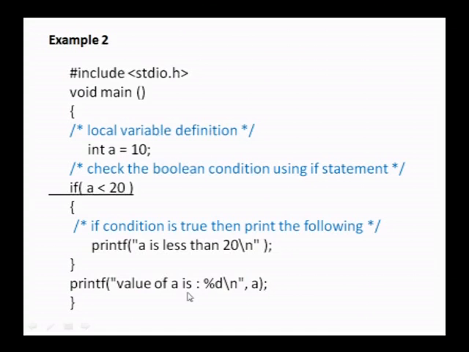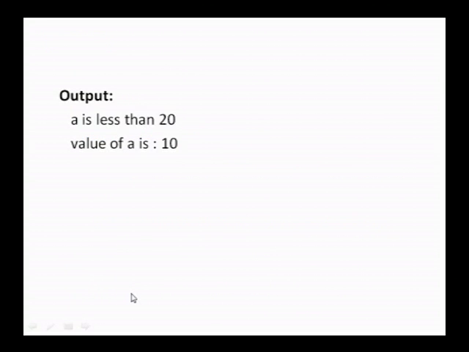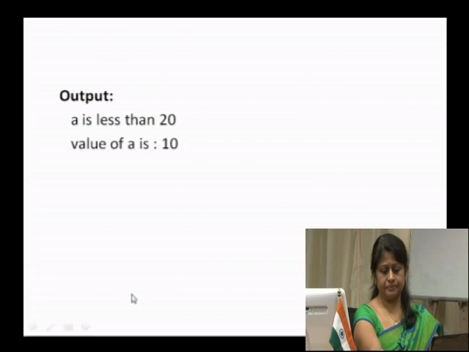Here we have one single variable a, defined as 10, and we are checking with a condition if a less than 20. Since the condition is true, it gets into the if code and the statement is executed. Following the if code, you have another statement, that is, we are printing the value of a. So our output would contain both these statements.